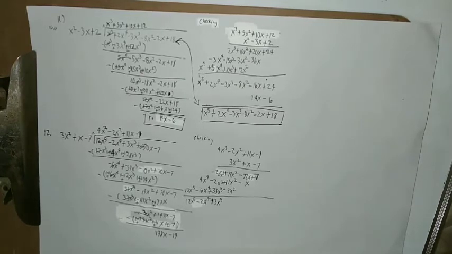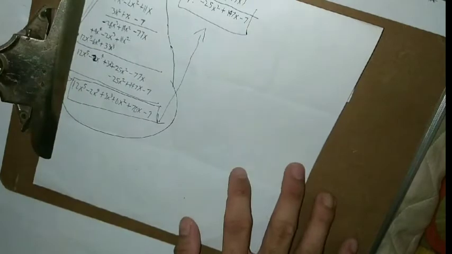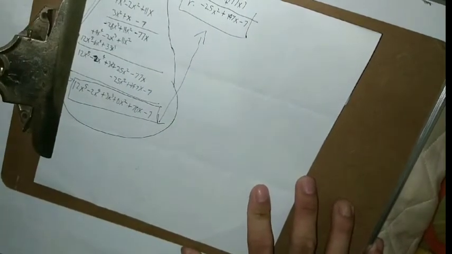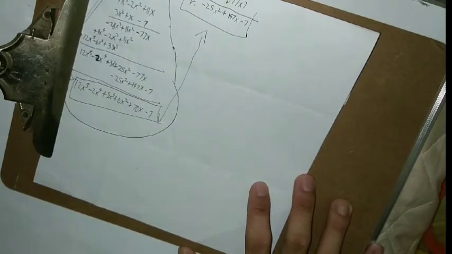Then let's check if the answer is correct. So first, you multiply 4x cubed minus 2x squared plus 11x minus 1 to the divisor 3x squared plus x minus 7. So here's the checking for number 12. So you multiply 4x cubed minus 2x squared plus 11x to 3x squared plus x minus 7. So it will give you positive 12x raised to the 5th power minus 2x raised to the 4th power plus 3x cubed plus 25x squared minus 77x. Then you put the remainder, negative 25x squared plus 147x minus 7.